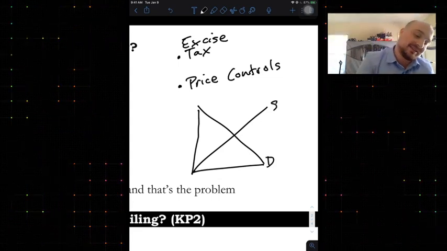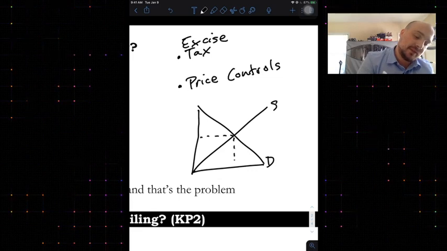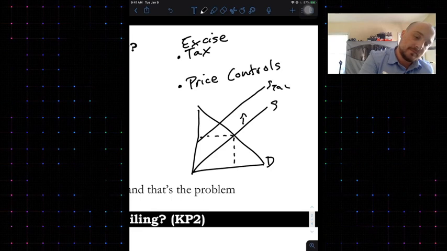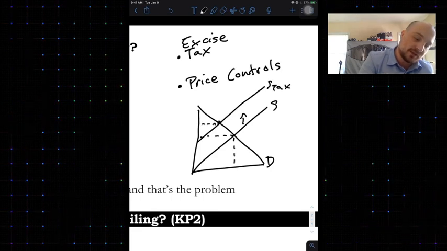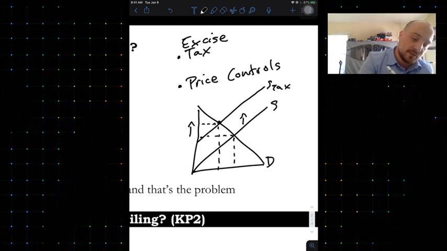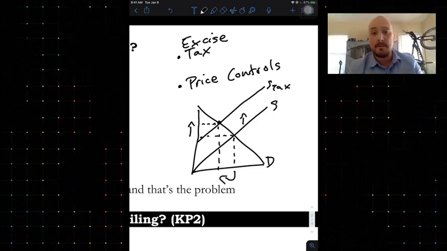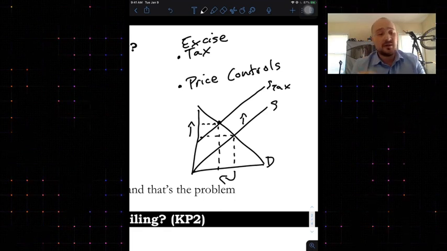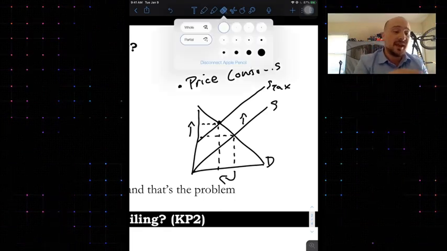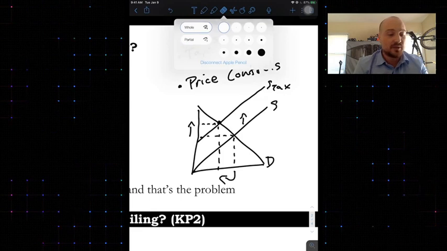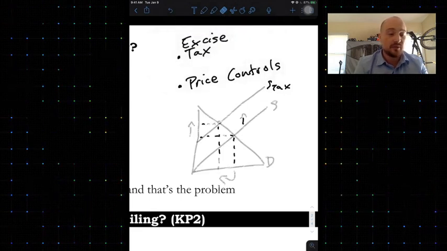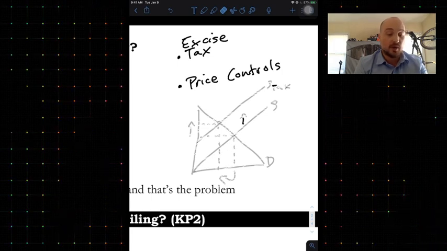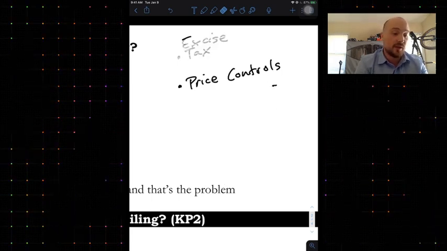when we tax a business, it shifts our supply line up. And what happens to our price? Our price goes up and our quantity goes down. Isn't that the problem with the monopoly? The problem with the monopoly is that prices are too high and the quantity is too low. And so can we just tax a monopoly into doing what we want it to do? No, we can't, right? Because it's going to result in higher prices and a lower quantity. Like I said, that's already the problem, right?